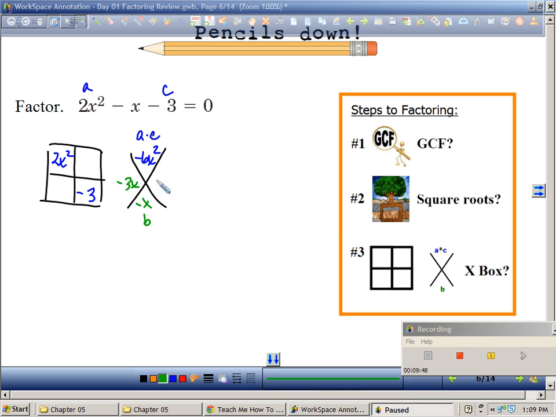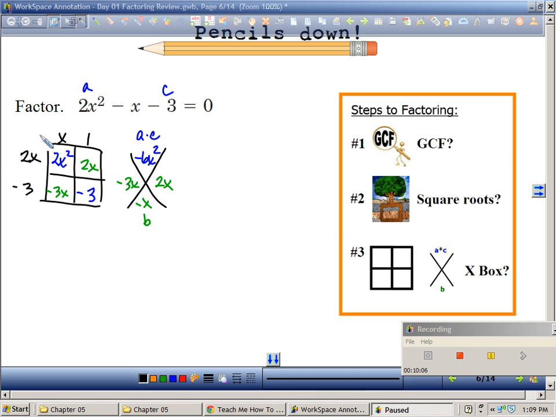Good job. Negative 3x and 2x. There are my values right there. When I factor this, these two have 2x in common. 2x times x is 2x squared. 2x times 1 is 2x. Negative 3 times x is negative 3x. And negative 3 times 1 is negative 3.